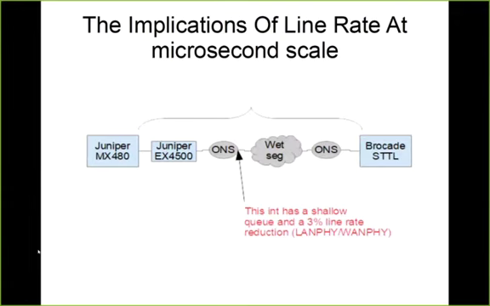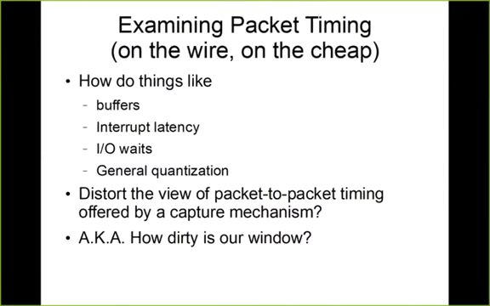And the implications of line rate at microsecond scale. So with this not very full link, why are there drops on that queue? It's because the queue fails when you have more than 9.6 gigabits per second on a scale of a few microseconds.